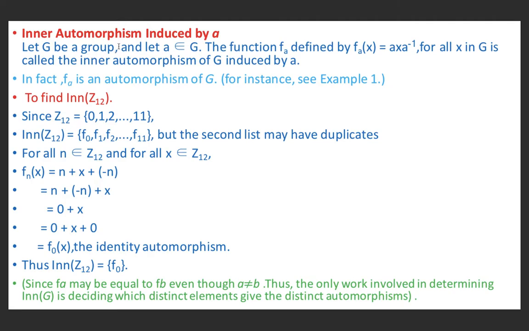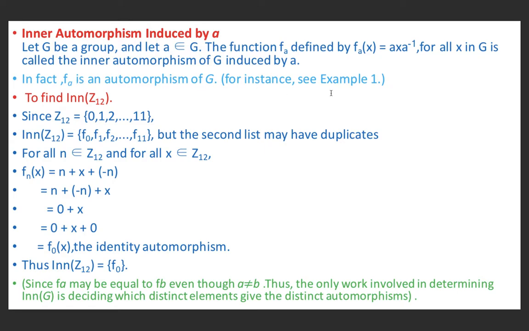Now inner automorphism induced by a. Suppose G is a group and a belongs to G. a is any element of G. Then the function fa defined by fa(x) equal to a x a inverse for all x in G is called the inner automorphism of G defined by a. If fa is defined like this, then in this case fa is called the inner automorphism of G induced by a. In fact, fa is an automorphism of G.